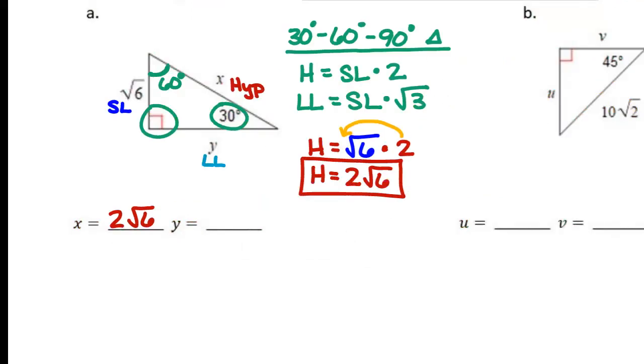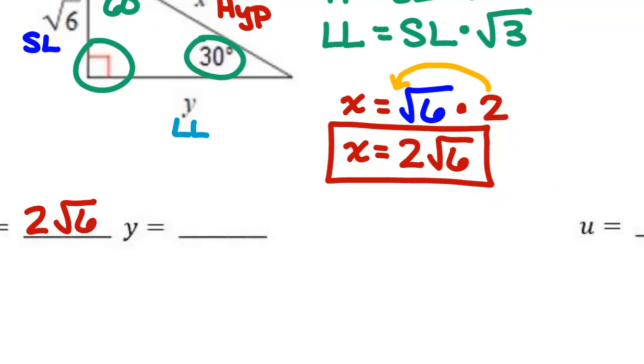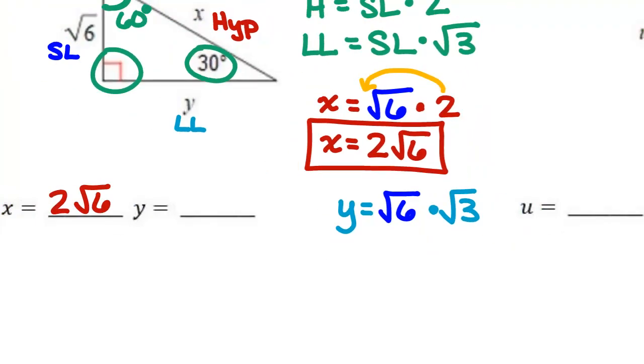Would I recommend having your 30, 60, 90 rules written on your cheat sheet? Absolutely. I would have those rules written on my cheat sheet. All right, now we need our long leg. Sorry, I was going to change this hypotenuse to x. My long leg is y. This is equal to my short leg, which is square root of 6, times square root of 3.